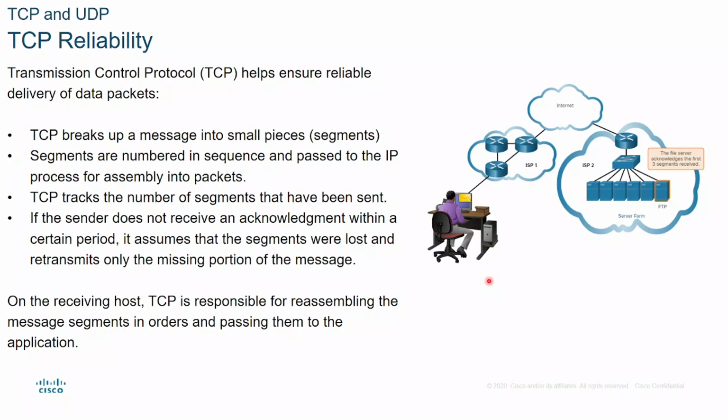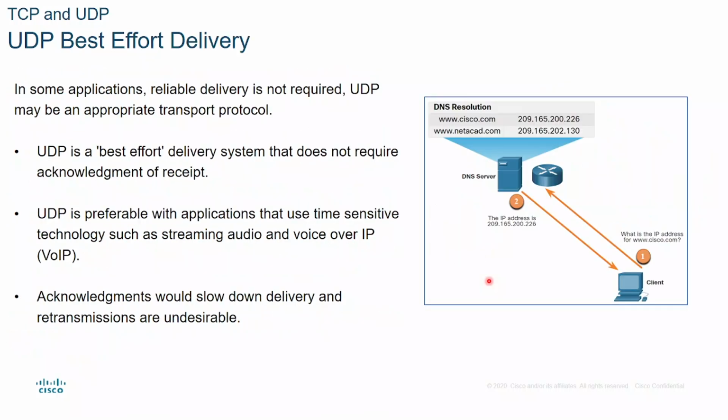TCP tracks the number of segments that have been sent. If the sender does not receive any acknowledgement within a certain period of time, it is assumed that the segment was lost during transmission, and that missing portion will be sent again. On the receiving host, TCP is responsible for reassembling the message segments in order and passing them to the application. Then for UDP.